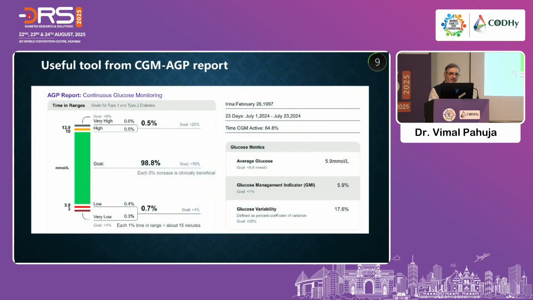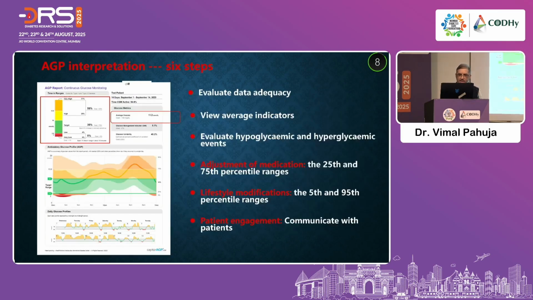If you see a report, you have to first see the usage of the sensor, the date, how many days the sensor has been active, what is the CGM activity percentage, and then you look at the entire report. Time in range, time below range, and time above range. Look at the average glucose, look at the GMI, and look at the glucose variability. Less than 36% is defined as normal, and this is 7.9% you can see here. So this is how you see the reports.